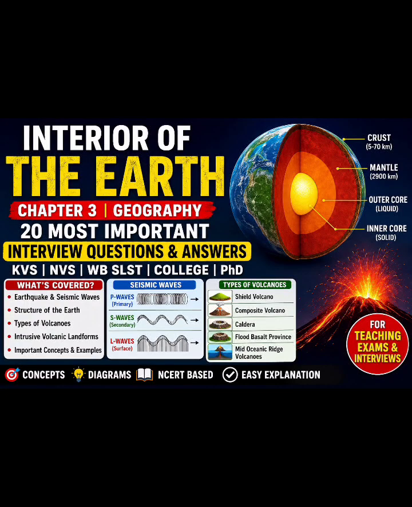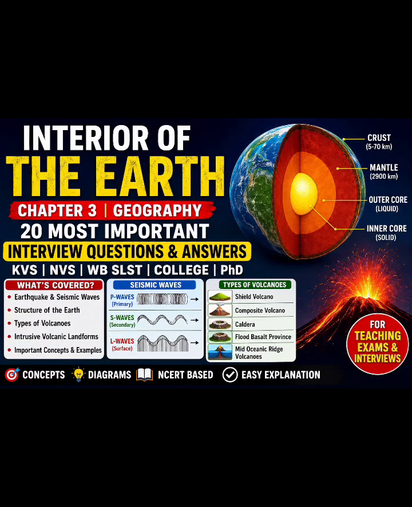Next question, which type of volcano is the most explosive and why? So caldera volcanoes are the most explosive because they possess a huge magma chamber close to the surface. After eruption, the volcano collapses upon itself, forming a large depression called caldera.